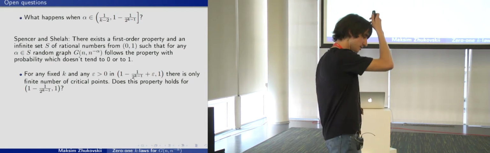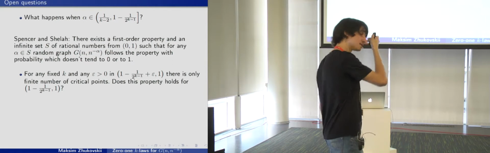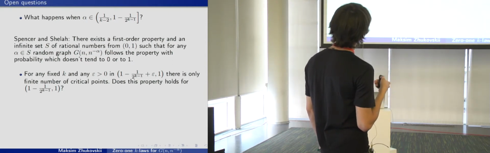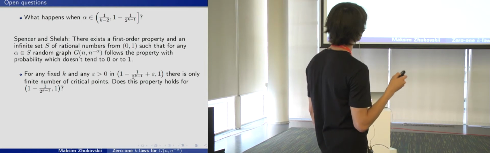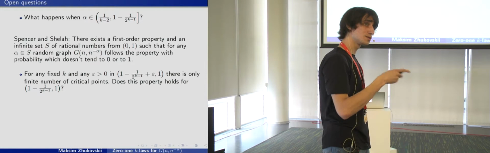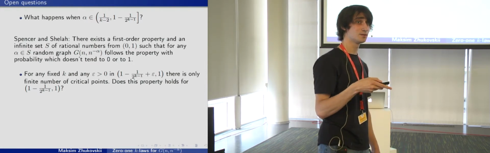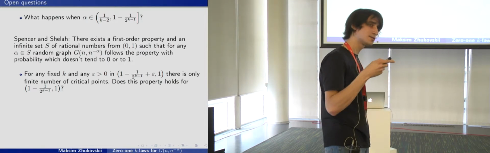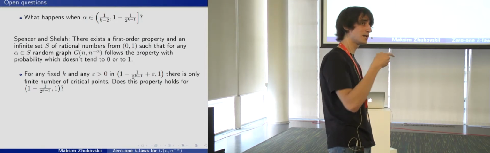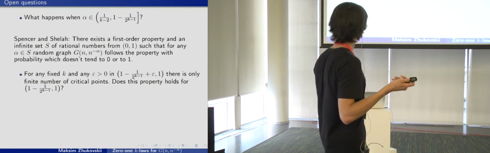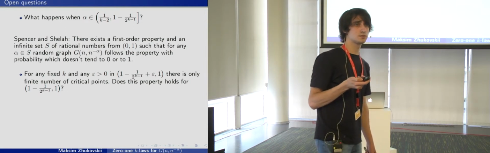Spencer and Shelah proved that there is such a property that there is an infinite number of rational numbers in the 0,1 interval such that all these numbers are critical. So if p equals n to the power minus alpha, where alpha is from this set, then the probability of this property doesn't tend to 0 or to 1.